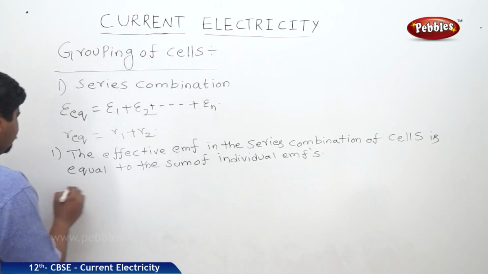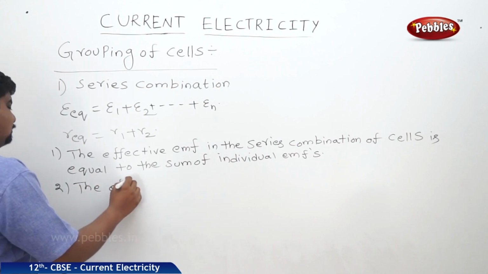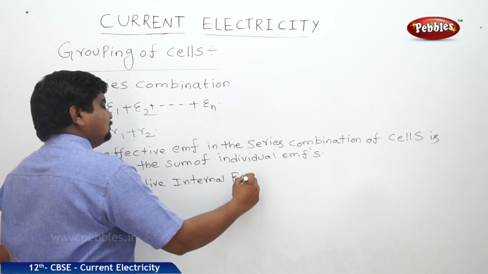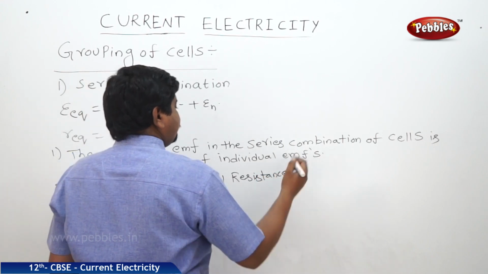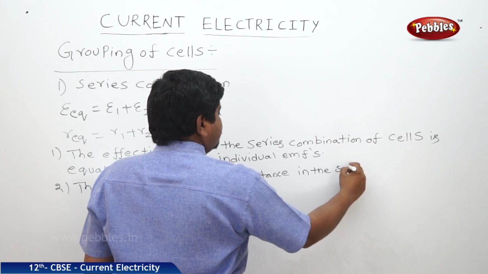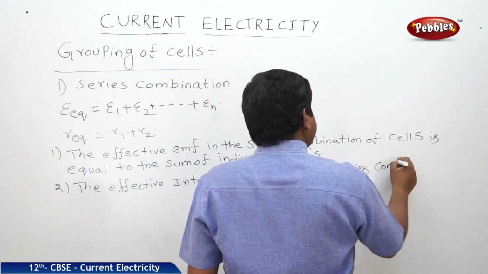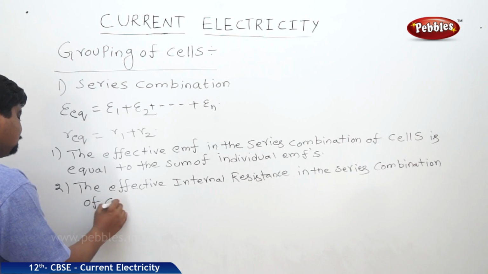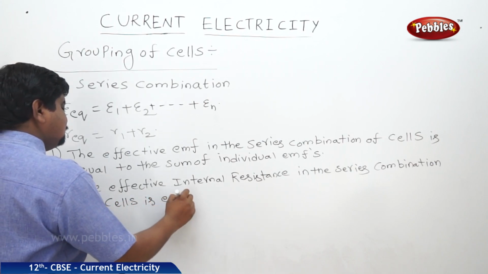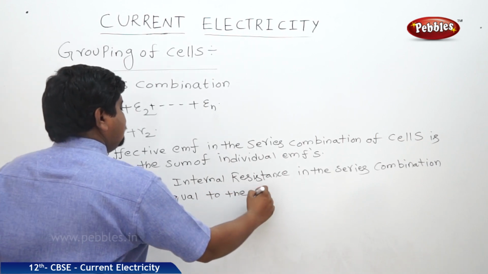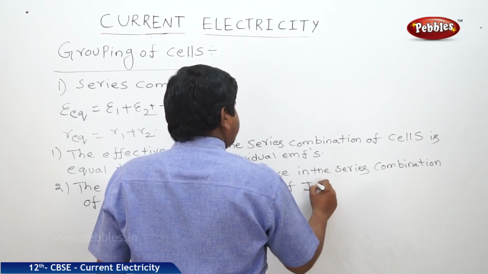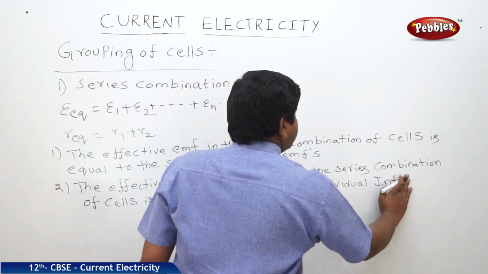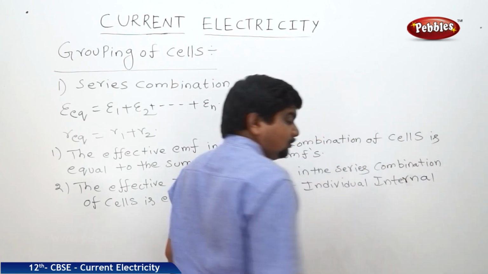That's it. Same is valid for the effective internal resistance also. So the second rule is like this: the effective internal resistance in the series combination of cells is equal to the sum of individual internal resistances.